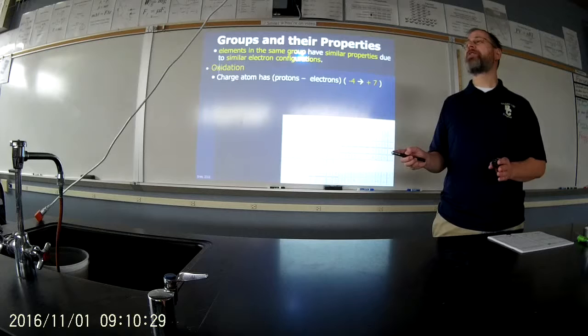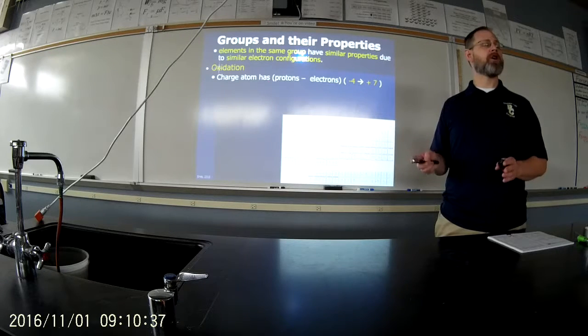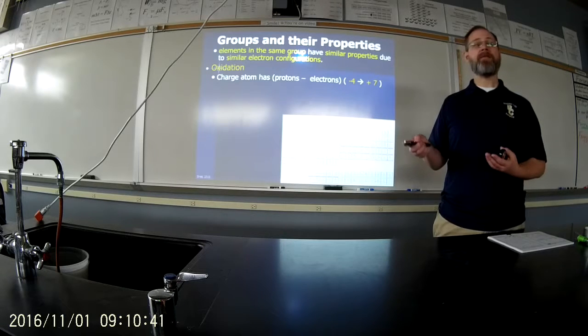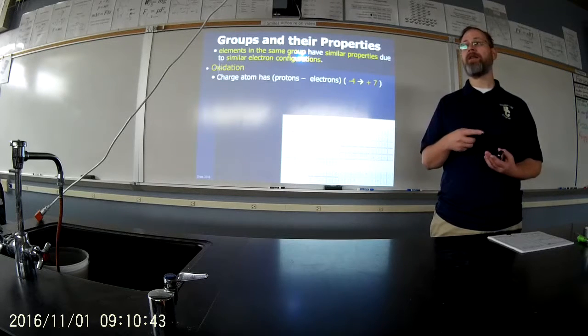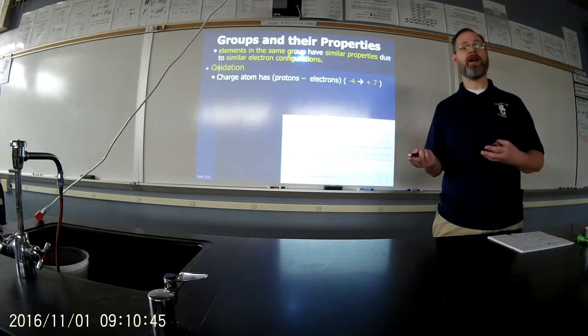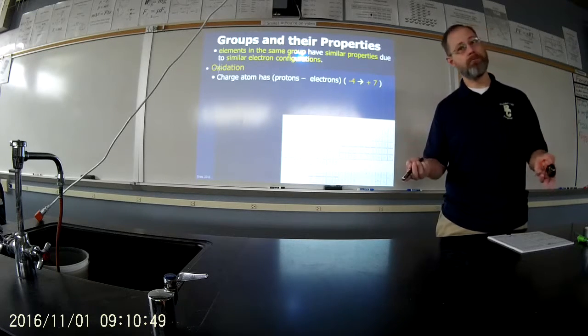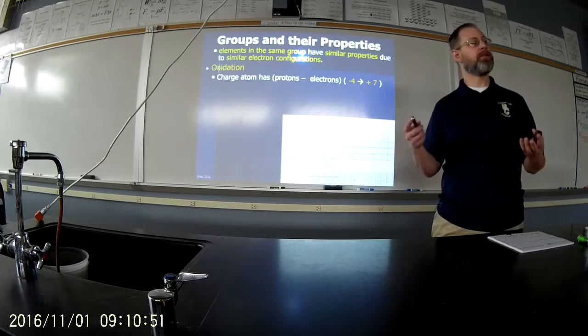Fluorine has 7 valence electrons. To complete its octet, it gains 1 more. What is the charge of an electron? -1. If it gains 1 more electron, then the charge it has when it has completed its octet is -1. Its oxidation is -1.